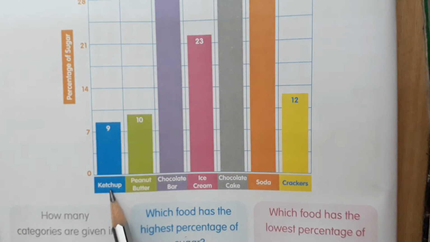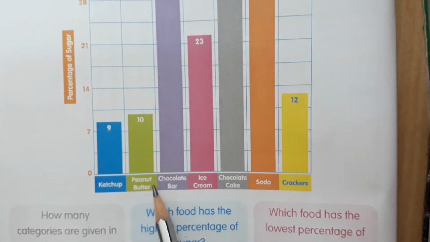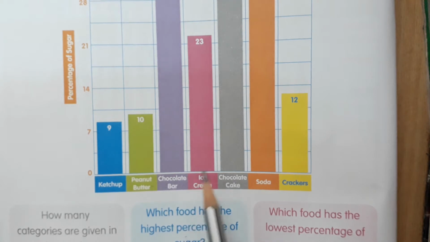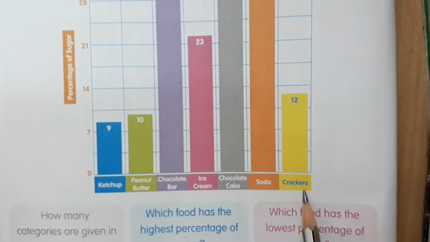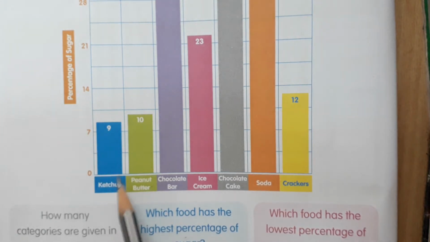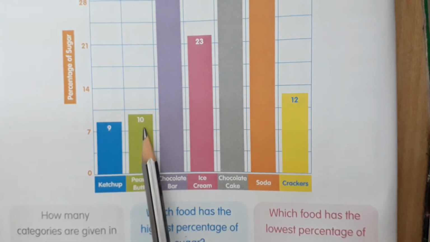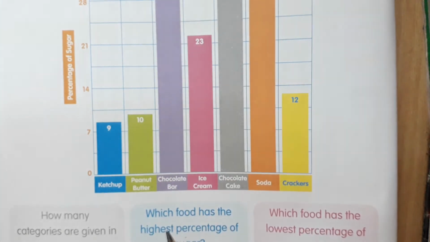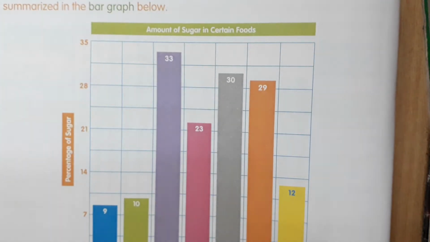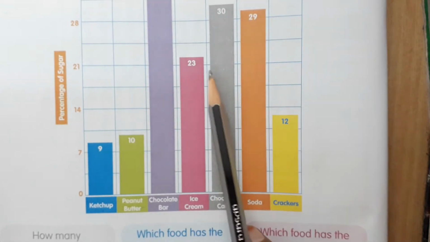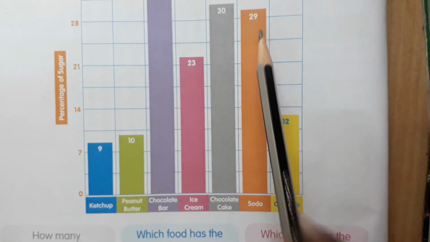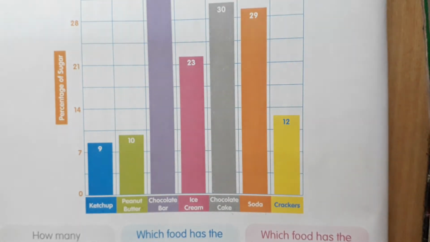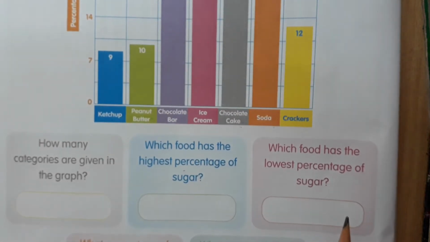What is the first one? Ketchup, peanut butter, chocolate bar, ice cream, chocolate cake, soda, crackers. So look here, how much percent of sugar in ketchup? 9. Peanut butter 10. Chocolate bar 33. Highest. Ice cream 23. Chocolate cake 30. Soda 29. Crackers 12. Okay, let us see the questions, children.